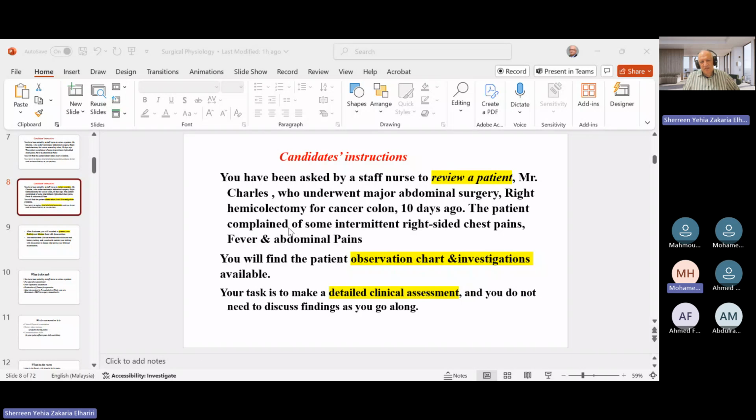And then I'm going to take a look at the NEWS chart or the observation chart and the investigations that were done to the patient. And according to the score, then I'm going to decide what we'll do. According to which score? NEWS score. NEWS. What is this score for? The NEWS score is for the observation of the patient.